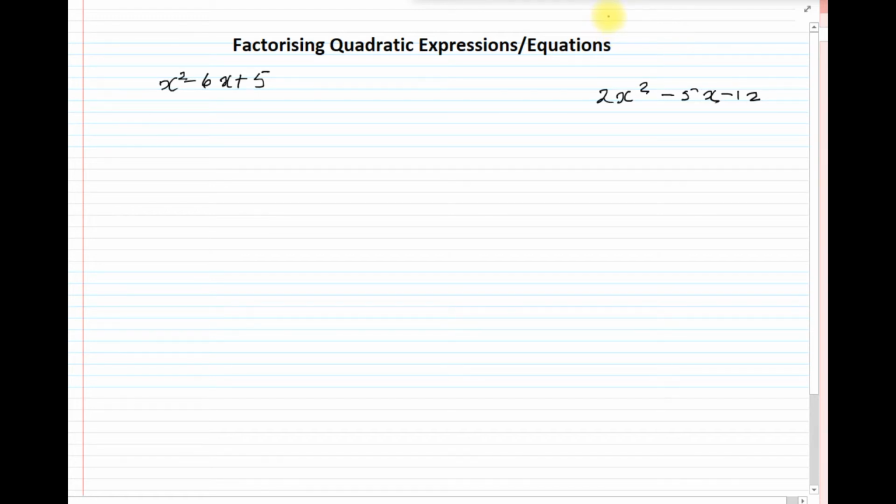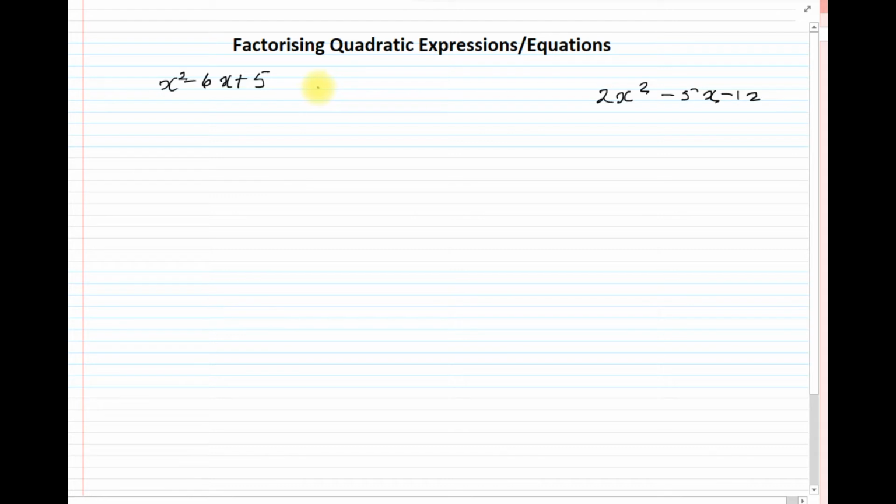Hi, in this video we're going to be looking at how to factorize quadratic expressions or equations. The difference between an equation and an expression is that if we look at this example, x squared minus 6x plus 5 is an expression. If I set it equal to something, say equal to 0, then it becomes an equation. So for the moment we will leave it as an expression.